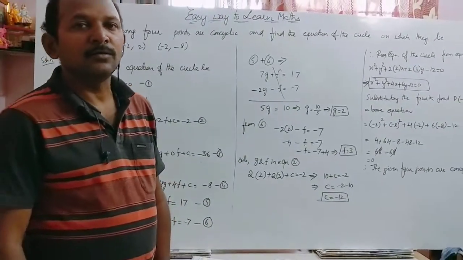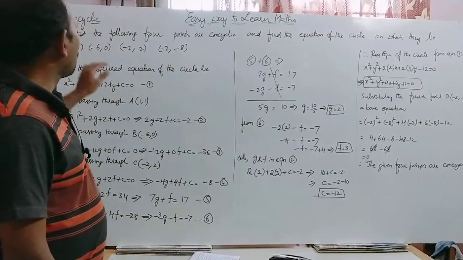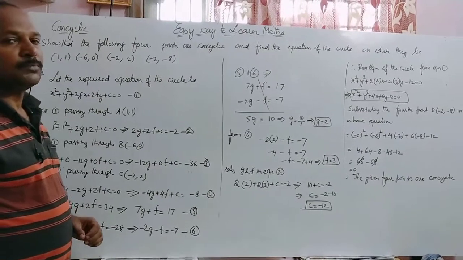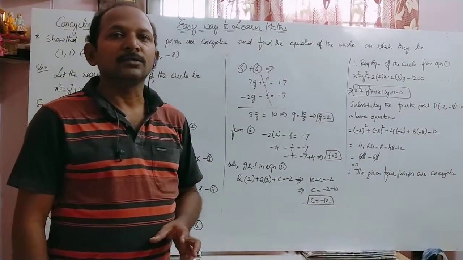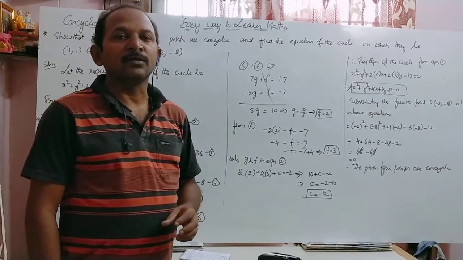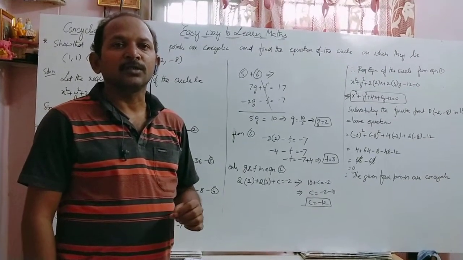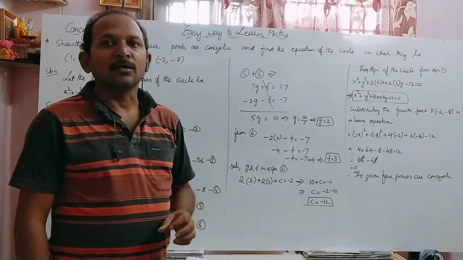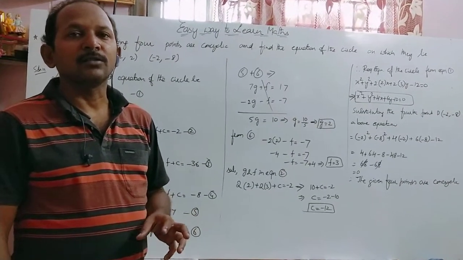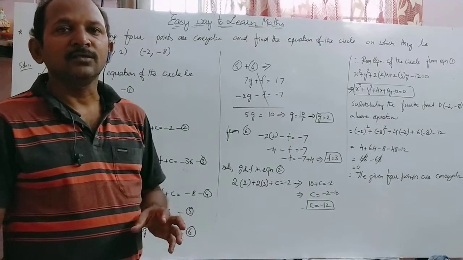In this session, we will discuss concyclic points. Concyclic points means the points on the circumference of the circle. Here, 4 points are given and it is asked to show that the points are concyclic. Concyclic means the points on the same circle or on the same circumference of the circle.